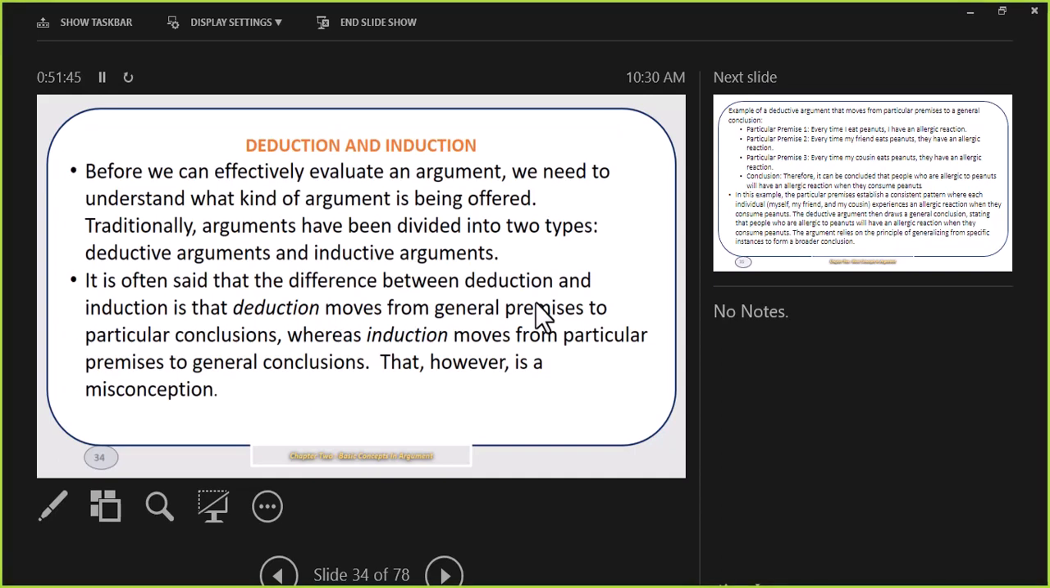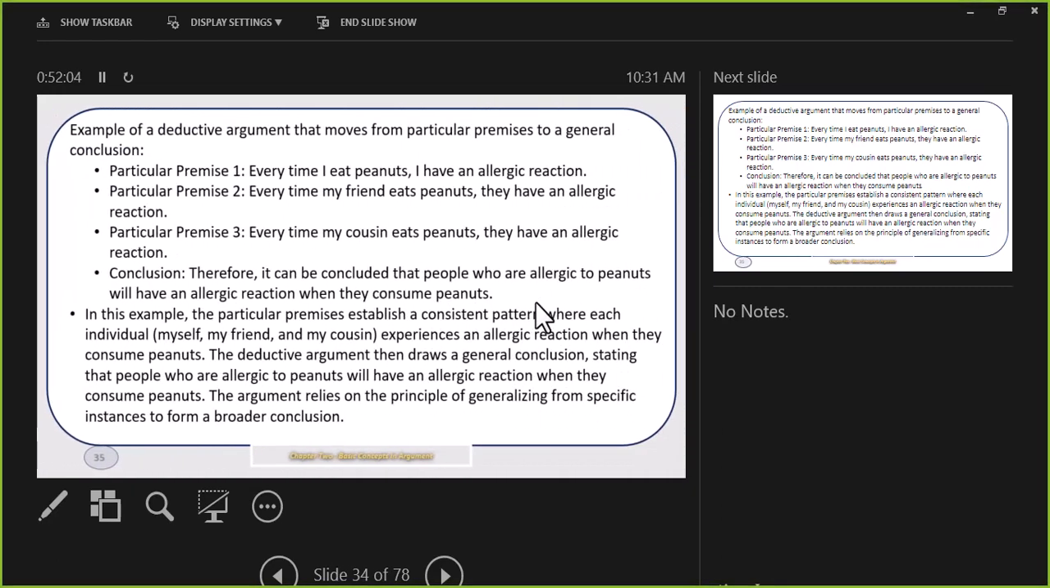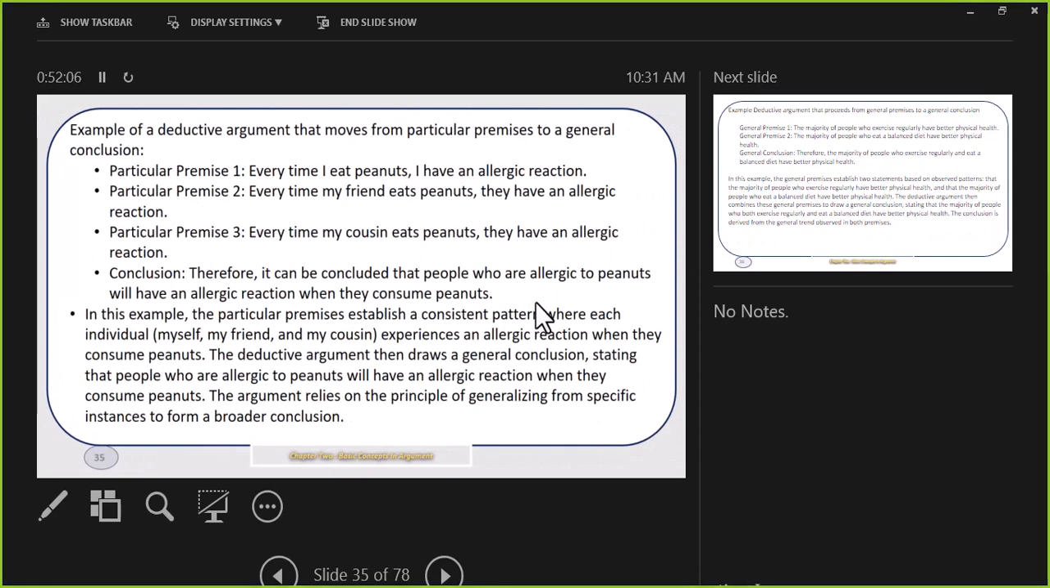It is often said that the difference between deduction and induction is that deduction moves from general premise to particular conclusion, whereas induction moves from particular premise to general conclusion. But that, however, is a misconception. It's a misunderstanding, right? The movement does not matter to distinguish inductive argument from deductive argument, because a deductive argument that moves from particular premise to general conclusion is possible.